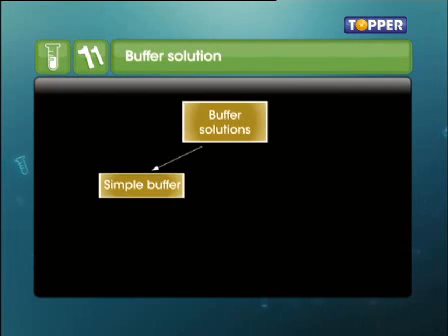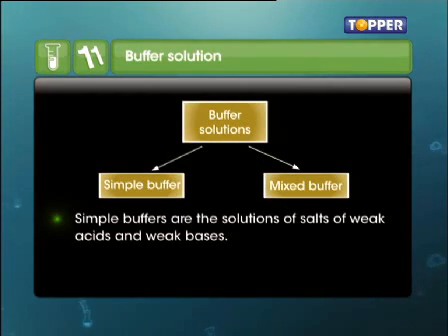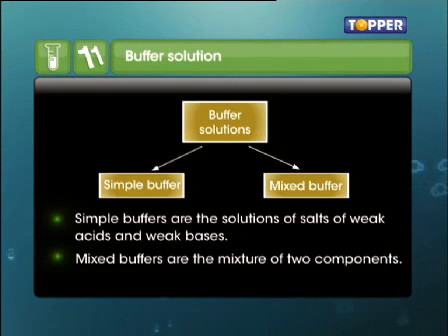Human blood is an excellent example of a natural buffer solution. Recall that pH is defined as the negative logarithm to the base 10 of the hydrogen ion concentration. Buffer solutions are of two types, simple buffers and mixed buffers. Simple buffers are the solutions of salts of weak acids and weak bases, while mixed buffers are the mixture of two components.